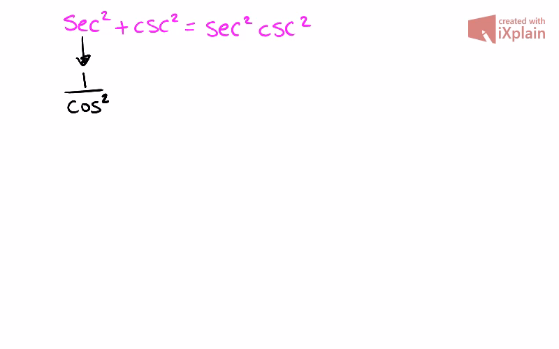Since secant is squared, we have to square the cosine on bottom. Bring down the plus sign into the middle. Now bring down the cosecant. Cosecant is 1 over sine. Since cosecant is squared, the sine must also be squared.